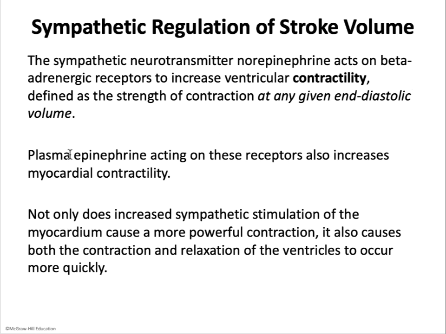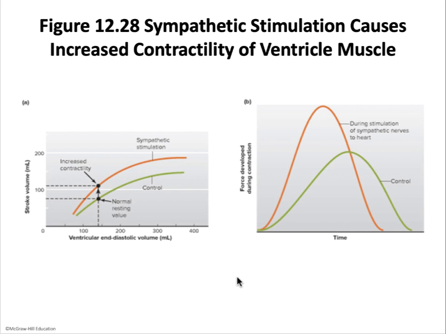Additionally, blood epinephrine can also have a similar effect on the contractility of the heart muscle. The conclusion is that there are external forces that can govern not just the rate of contraction, but also the speed at which these cycles repeat. Examining this data in a graphical sense is what we see in figure 12.28. So we have a normal profile here.